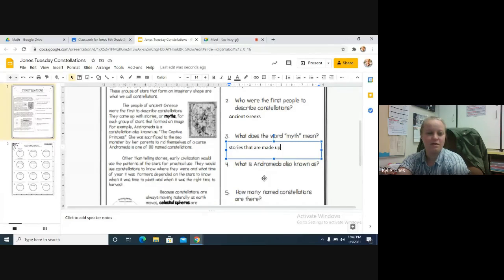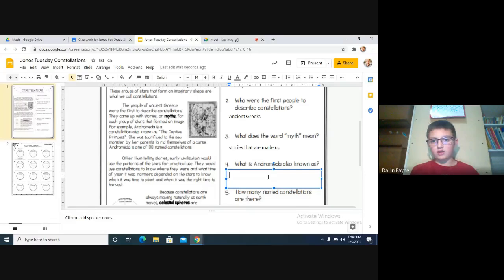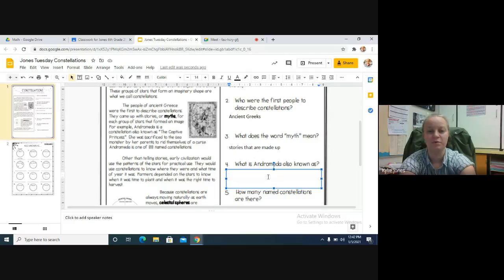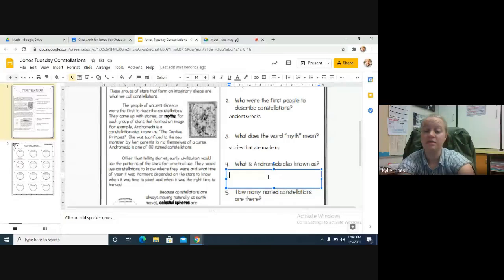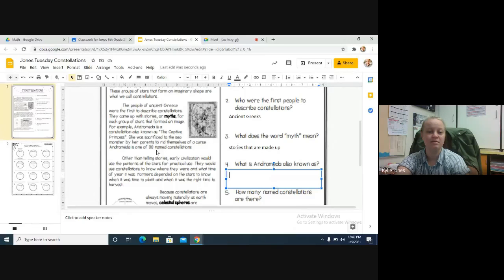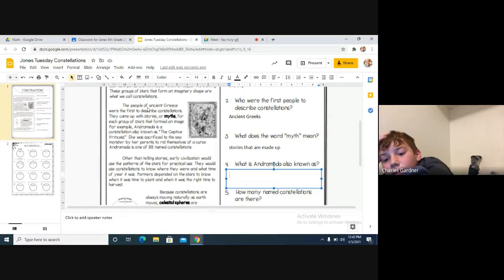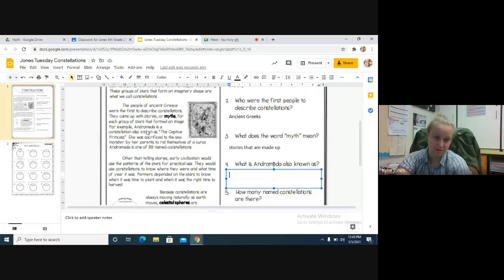Number four. Andromeda is a constellation, and it's asking us, what is that constellation also known as? What do some people call it? Isn't it like the Andromeda ball? So you guys both talked at the same time. Isn't it like the longest constellation? Like that one is Hydra. The answer to number four is in the second paragraph here. Is it the Andromeda boat? It's a constellation known as the Captive Princess. Good. So it says it.